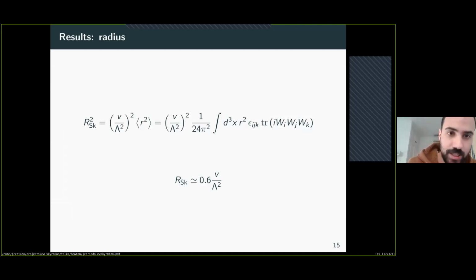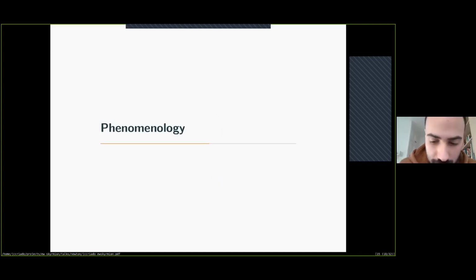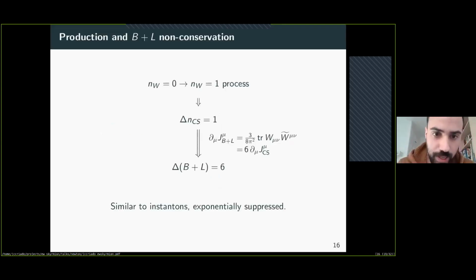Yeah, I can skip this. We could also compute the radius of the skyrmion. Since we have the full field configuration, we can compute anything over it. And I can go to the phenomenology. So first, concerning the production and decay of skyrmions, this is a very similar process to an instanton. So this is a process that changes winding number by 1 unit, and that means that B plus L is violated by 6 units in this process.